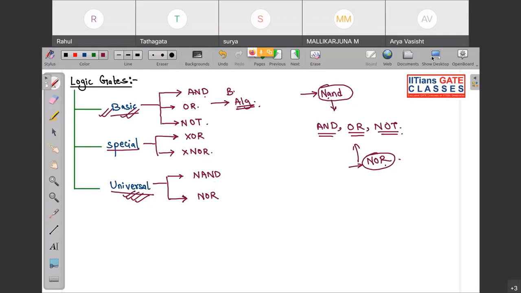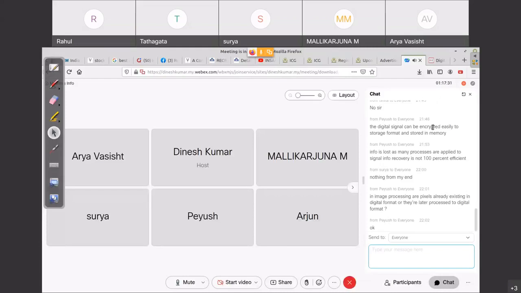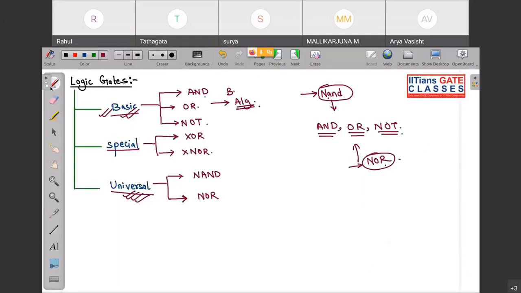So if someone asks you, will you be able to answer why basic gates are called basic and why universal gates are called universal? Will you be able to answer, guys? I am hopeful that you will be able to. Now, why are special gates called special? That we are going to see later on. So now let us study one by one: what is AND gate, what is OR gate, what is NOT gate, XOR, XNOR, NAND, and NOR.